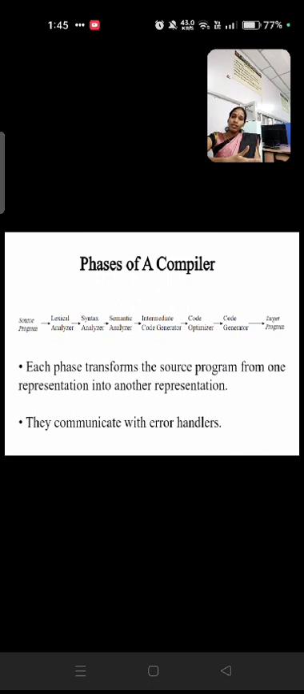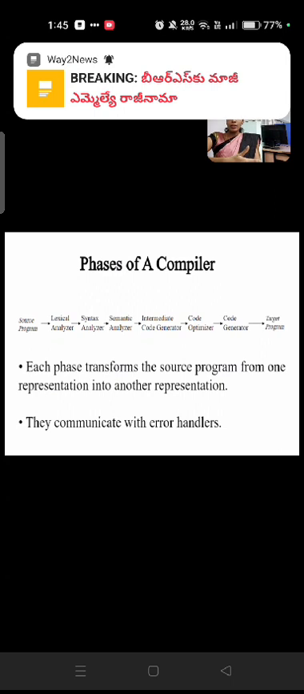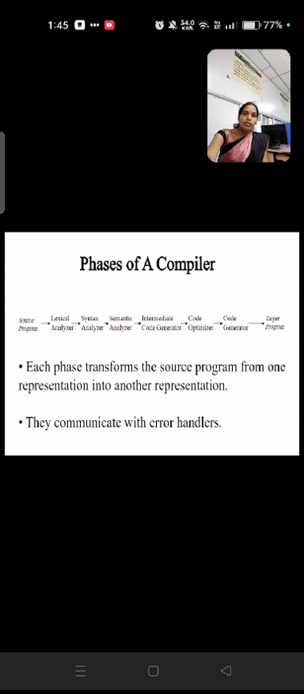Parts and segments and sectors are also known as phases. Okay, each phase can transfer the source program and represent it to another program. This entire data can be divided into two additional parts, that is called the analysis phase and synthesis phase.